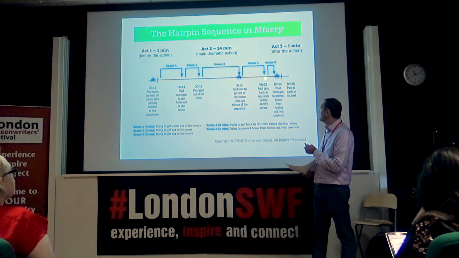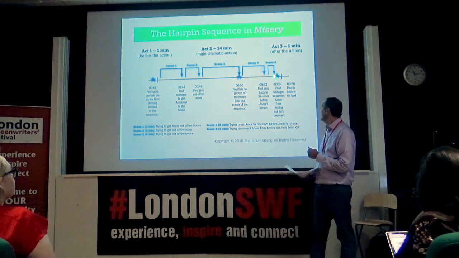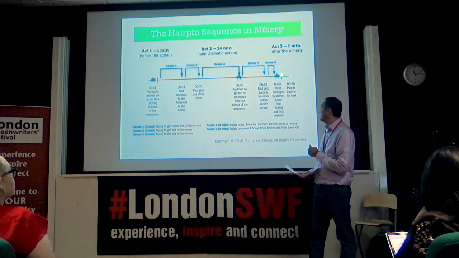Paul manages to get back to his room before Annie's return, but then he has to prevent Annie from finding that he's been out. Because again, we fear for the consequences for that. And that's a very short scene at the end of the sequence. And then the answer is yes, he does manage to prevent her. And then we have a very short Act 3.